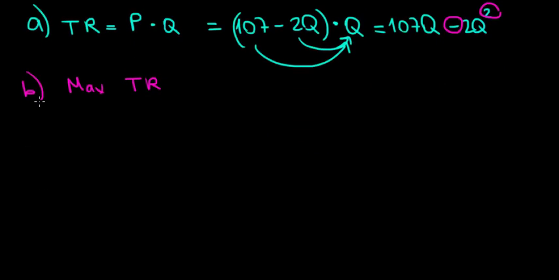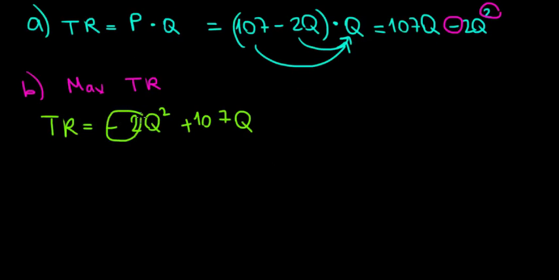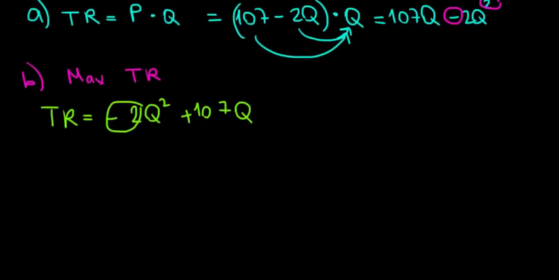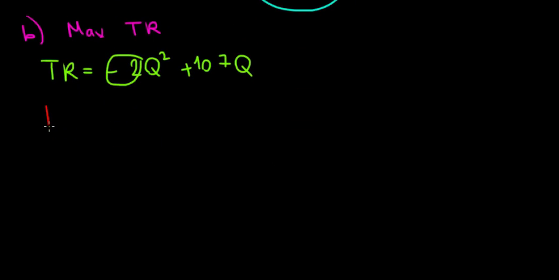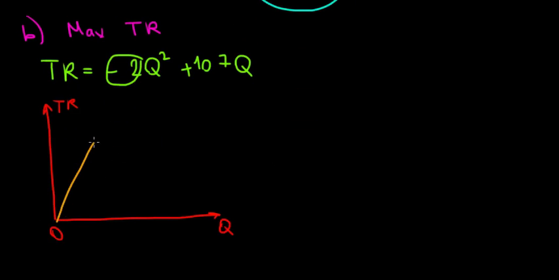We got total revenue equals minus 2Q squared plus 107Q. I'm writing it with a Q squared as a first term just to make it clear that it is a quadratic equation and just to show that the coefficient here is negative. So when we have a quadratic equation with a negative coefficient, we have a parabola that looks something like that. So here we have our total revenue, and here we have our quantity axis, and it goes in this way. So it goes up and then it starts falling.